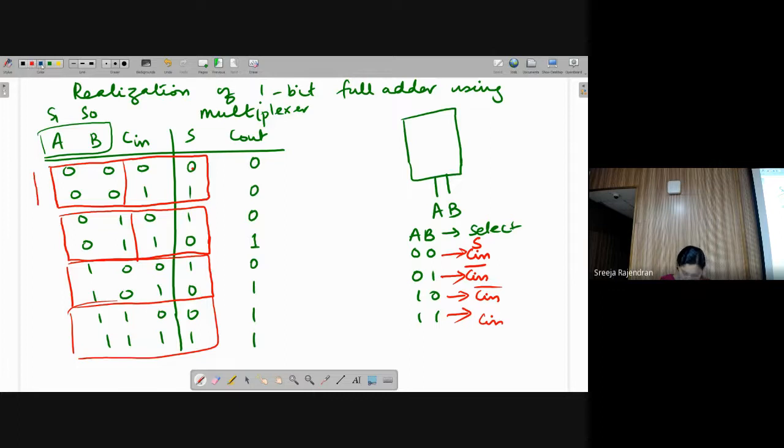I will take another color now. Again, so my select, this is for sum. Now I'm going to write the same thing for carry. My select bits are the same. When select bits are 0, 0, this is the block that I consider.